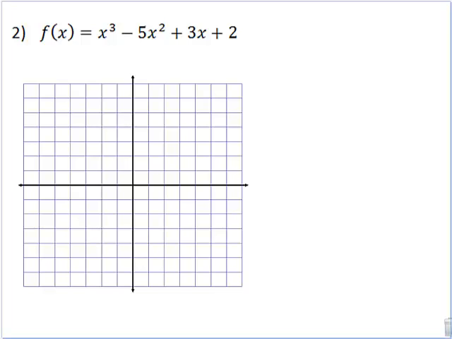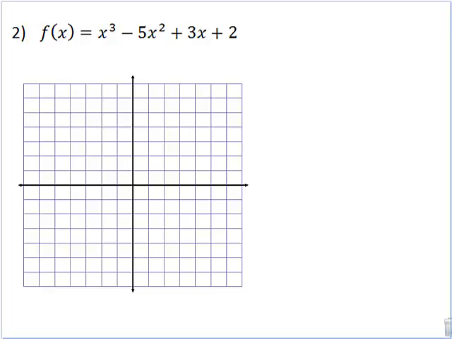Number 2, f of x is equal to x cubed minus 5x squared plus 3x plus 2. If you have a tie for a max or a min, list them both. So if they both are at the same max height, just list both x values that it was at. Okay, so x to the third minus 5x squared plus 3x plus 2.